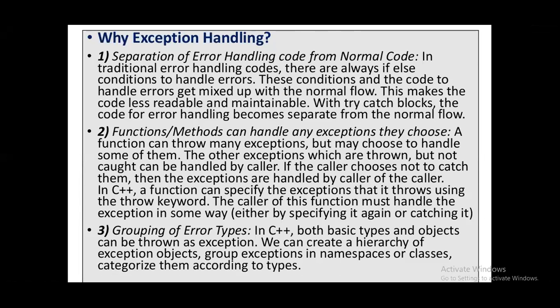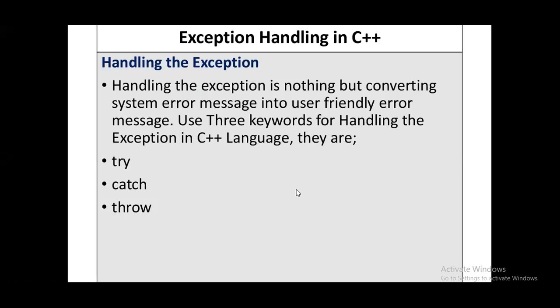why we use exception handling, I will come to that later. Now let me show you an example. To summarize, we have 3 keywords for handling exceptions in the C++ language. We have try, we have catch, and we have throw. These are the three keywords that we use for handling exceptions. Now let's see what these 3 parts do.